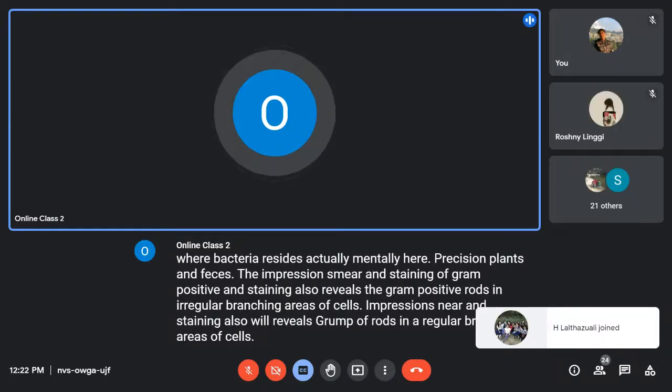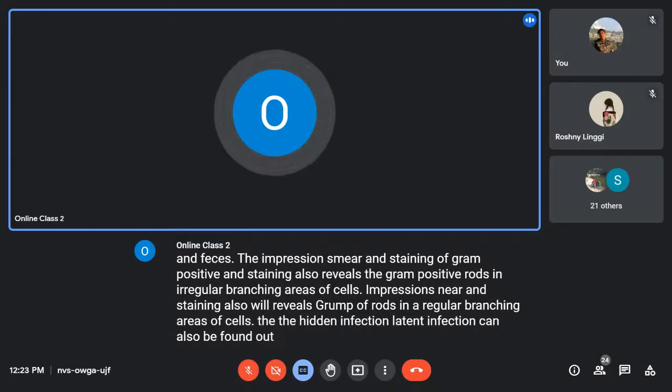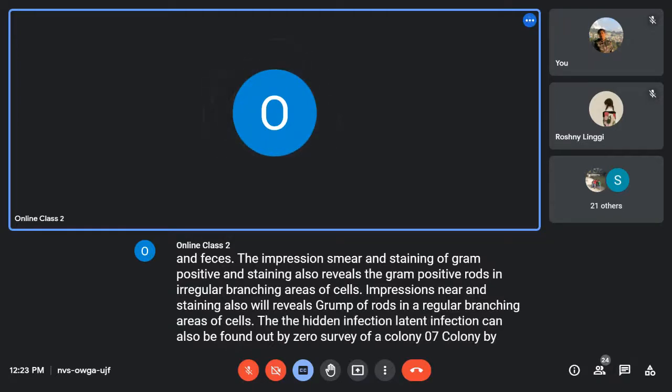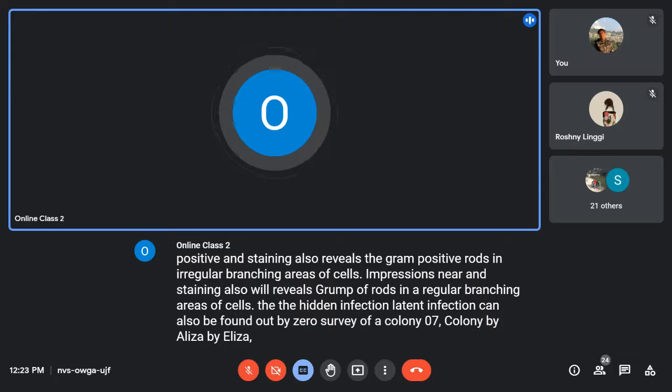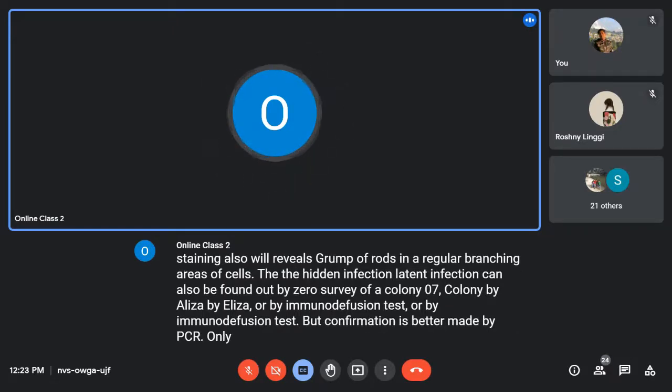The hidden infection, latent infection, can also be found out by serosurvey of a colony, by ELISA or by immunodiffusion test, but confirmation is better made by PCR only.